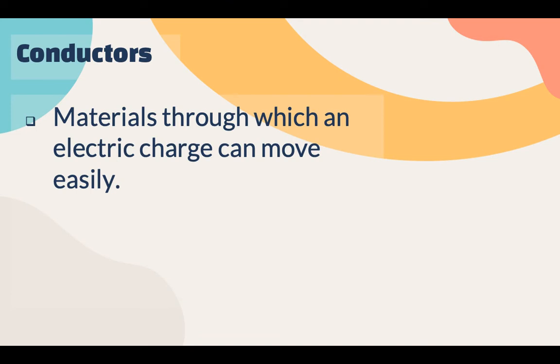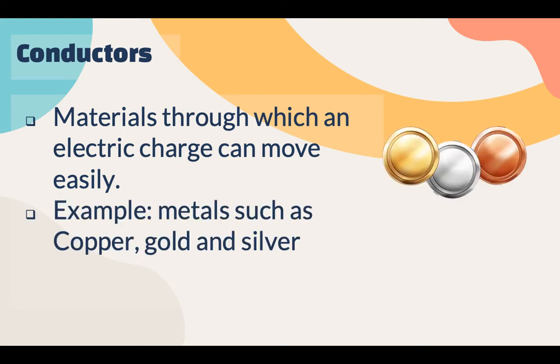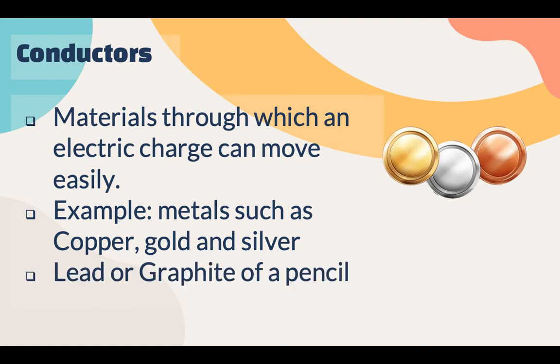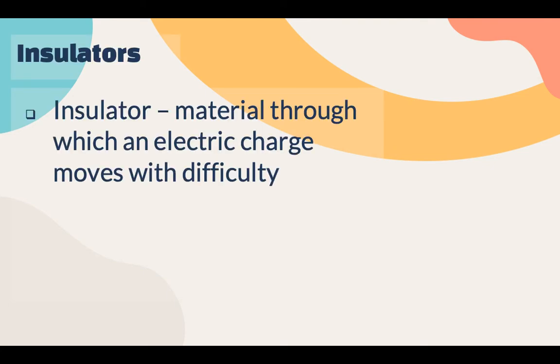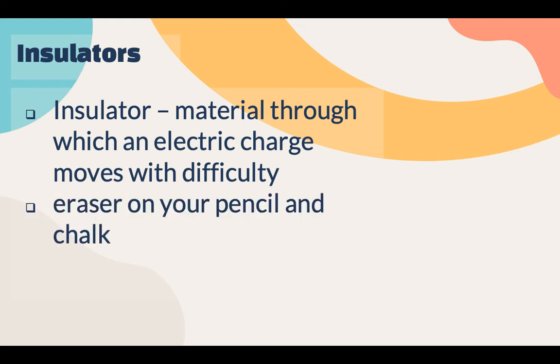Conductors are materials through which an electric charge can move easily. Examples of this are metals such as copper, gold, and silver. Lead or graphite in the pencil is also an example of a conductor. On the other hand, insulators are materials through which an electric charge moves with difficulty. The eraser on your pencil and chalk are examples of insulators.